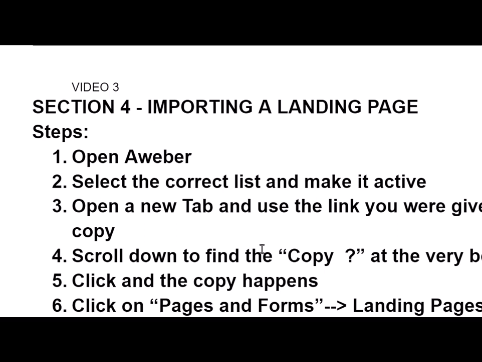Here are the steps. I'm going to walk through them, and then I'll go show you live. There are some things in the document that I'll point out that are extra, but I'm not going to go through all of those in this video. So the first thing we're going to do is open Aweber. Make sure that the correct list is active. Then we're going to open a new tab, and whoever's created the funnel is going to give you the link to a page, and you want to open that page in this second tab.